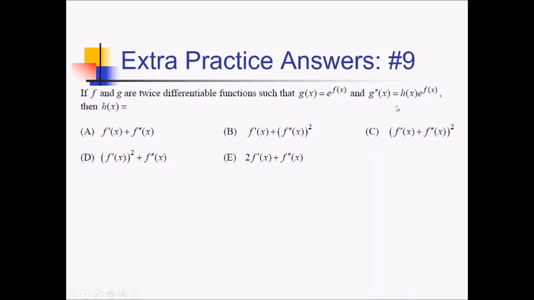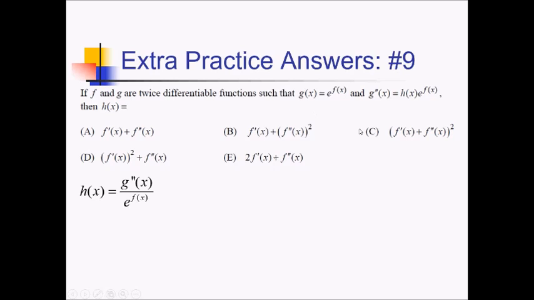Okay, well, we have h of x right here. This is the only reference to it. So let's just try to get h of x by itself. I can do that by dividing both sides of this equation by e to the f of x. So h we can define as g double prime of x over e to the f of x, which is great, but of course that's none of these answer choices. So we're going to have to figure out a way to express this.